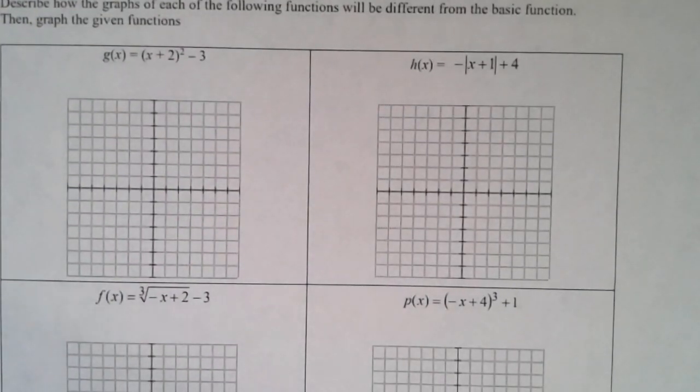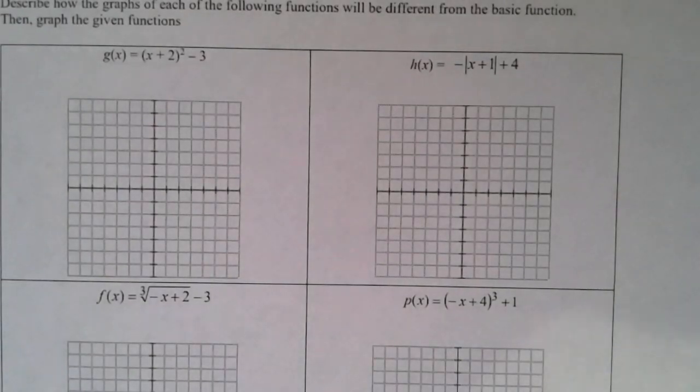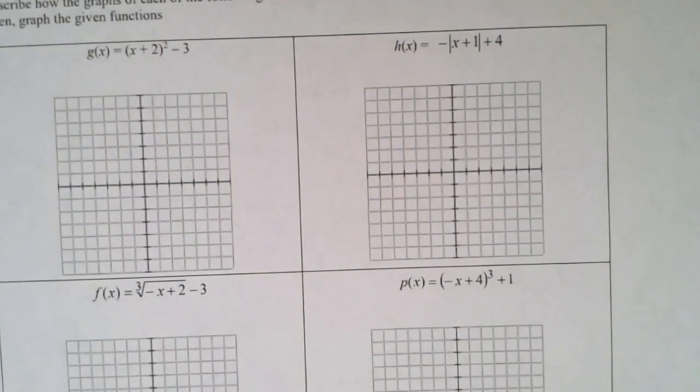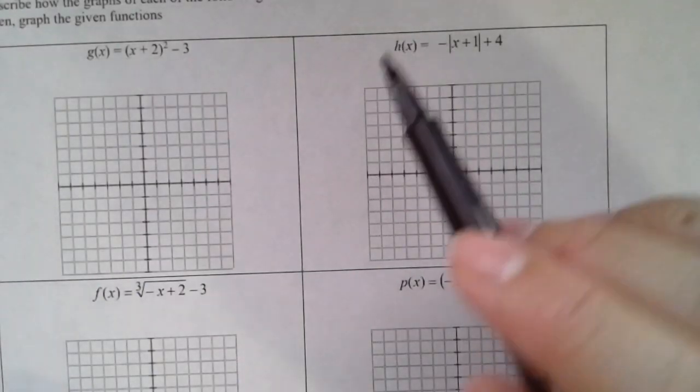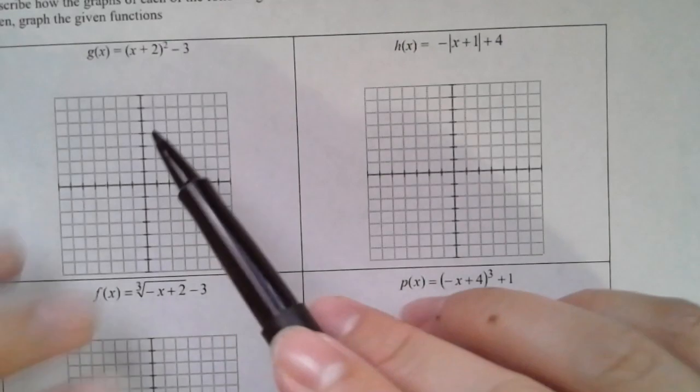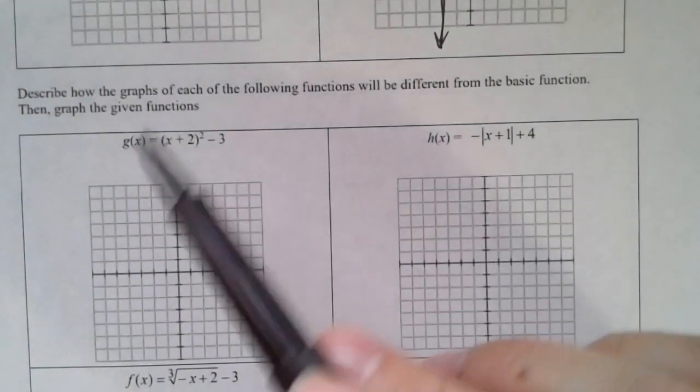The next 4 says, describe how the graphs of each of the following functions will be different from the basic function. Then graph the given functions. Okay, so this takes that general form that we wrote in the front for radical functions, and just recall that the quadratic function, the absolute value function, the cube root function, the cubic function, they all had the same form, where the h and the k were your left and right shifts, your vertical shifts, your stretches, and so on. Okay, this first one, it's a quadratic and it's in vertex form.